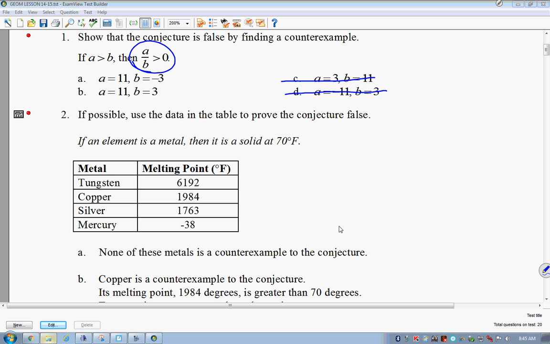Now, is 11 divided by 3 less than 0? No, right? It's going to be a positive number. So my answer is A. That's my counterexample. It was true by the hypothesis, but it didn't meet the conclusion. Okay, therefore it's a counterexample.